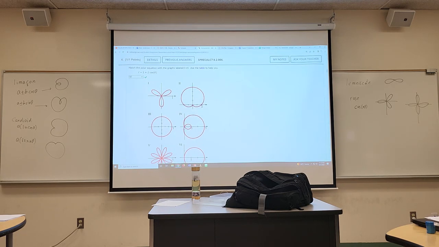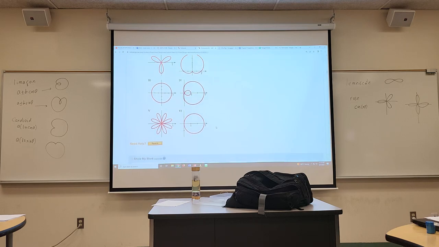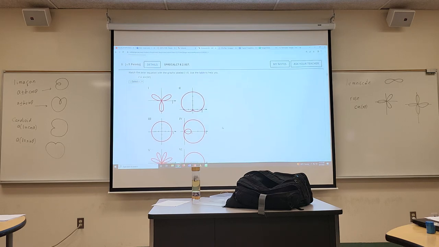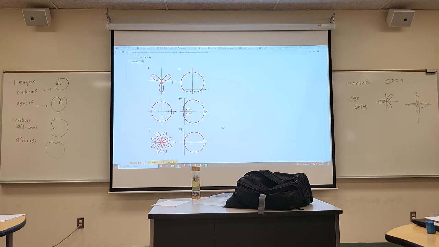Let's see again here. So what's this one? Definitely not 2. 2 is a cardioid. Is it the first one? It is the first one. A three petal rose.